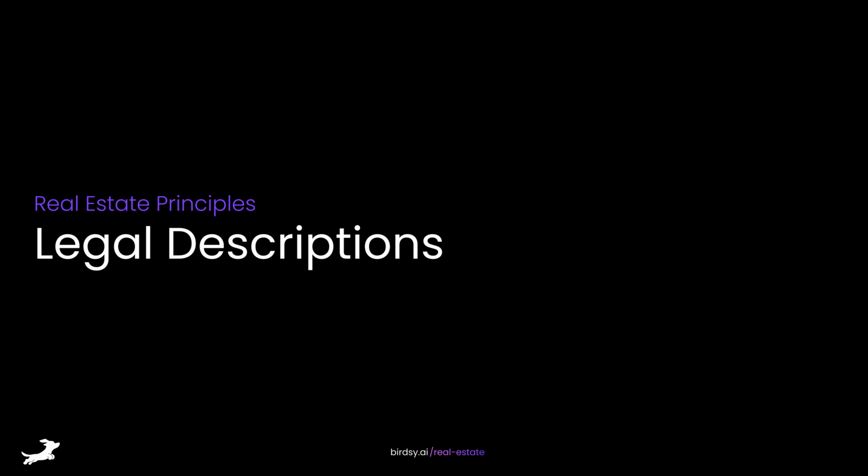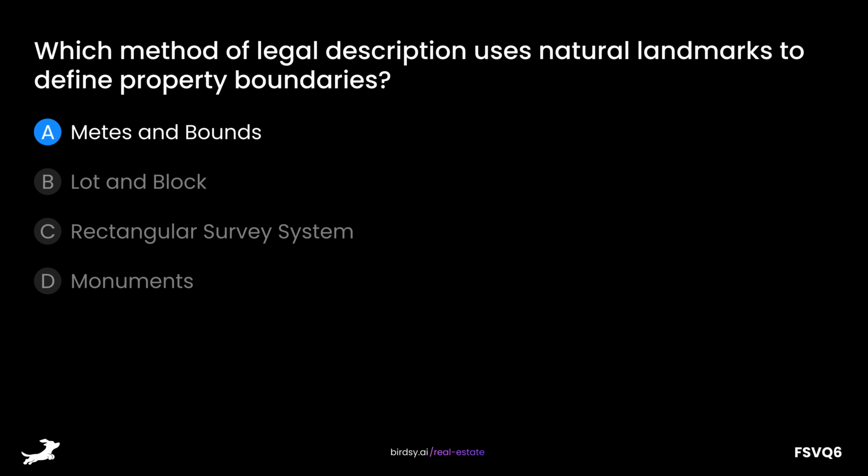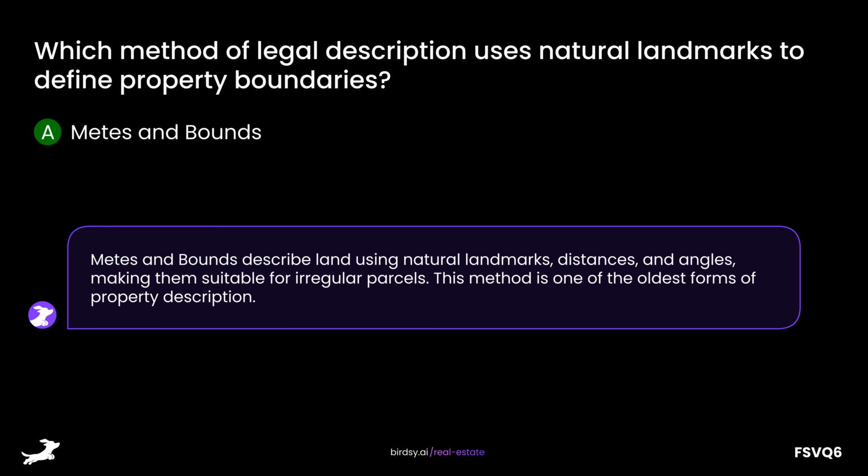Legal descriptions. Which method of legal description uses natural landmarks to define property boundaries? Is it A, metes and bounds, B, lot and block, C, rectangular survey system, or D, monuments? The answer is A, metes and bounds. Metes and bounds describe land using natural landmarks, distances, and angles, making them suitable for irregular parcels. This method is one of the oldest forms of property description.